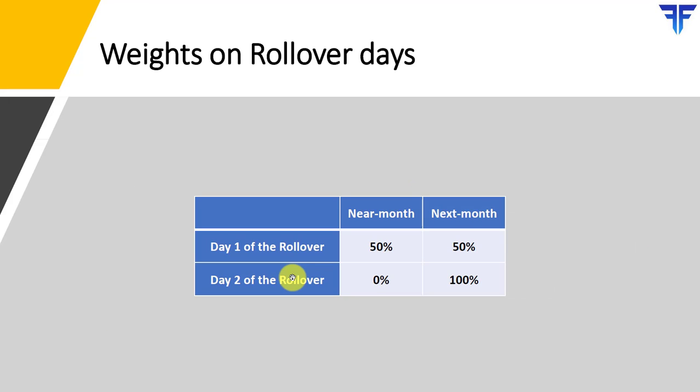Now, let us talk about the assignment of weights on rollover days. As you know, the rollover days last 2 sessions. On the first rollover day, the front month contract and the next month contract would be assigned an equal weight of 50%. However, on the second rollover day, the entire weight of 100% would be assigned to the next month contract.